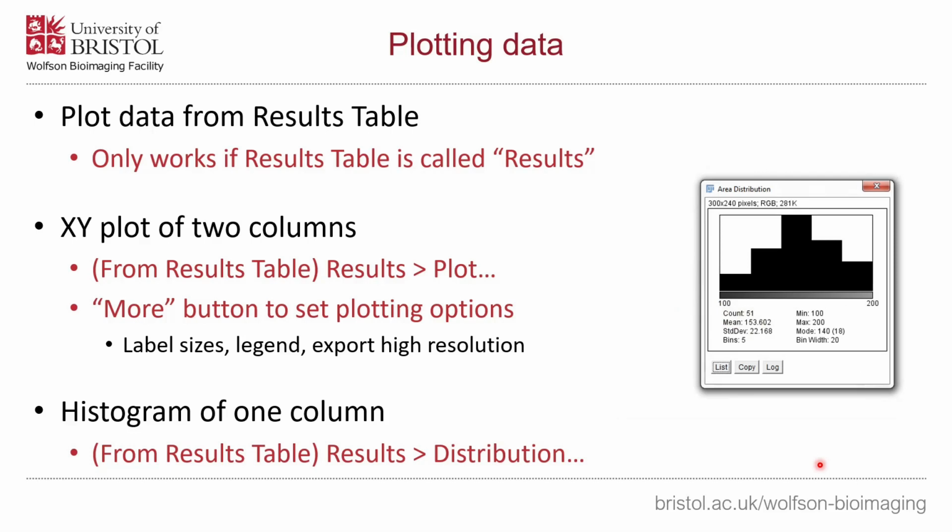One of the other things you can do from the results table is to plot the distribution as a histogram. Here we're able to specify the number of bins and what bin range we want to use. Here I've plotted the area distribution, and in fact this is something we'll be doing as part of the final exercise.